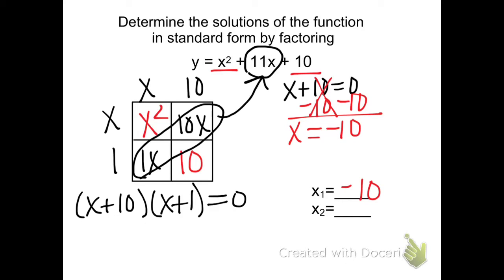Then I need to do the same thing with my second factor. And my second factor is x plus 1. So I'm going to write x plus 1 equals 0. And again, I need to eliminate the 1. So I'm going to subtract 1 from both sides. It eliminates on the left. 0 minus 1 is negative 1. So my second solution would be negative 1. So my two solutions there are negative 10 and negative 1.